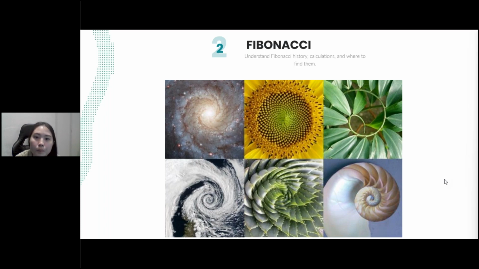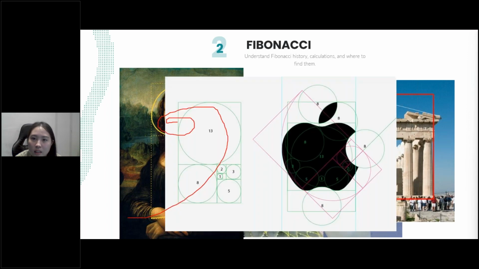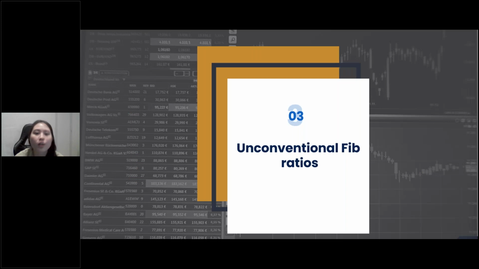Okay, yeah, look at that. It will just give you the same sequence. That's just Fibonacci and everything. Okay, so now that we have a rough idea about the history of Fibonacci and what Fibonacci looks like, we can look at some of the unconventional ratios in Fibonacci.